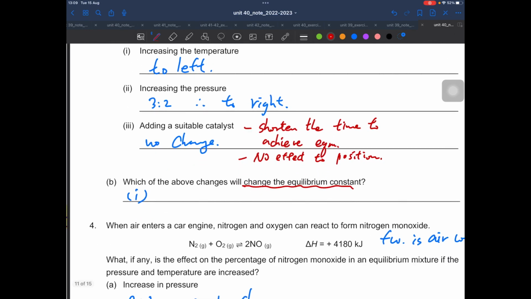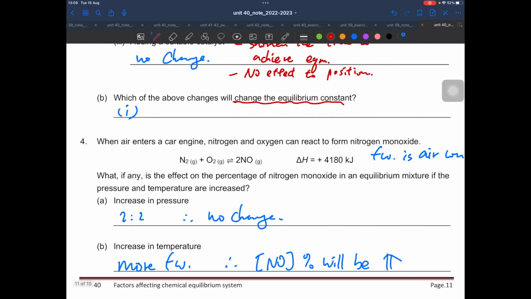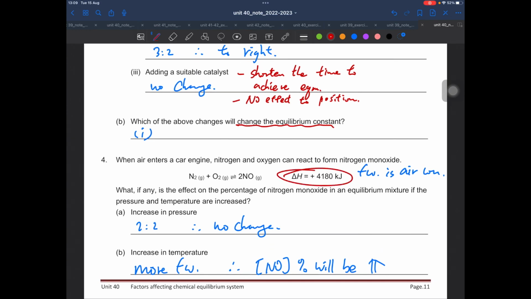Still remember? It depends on temperature only. So this is A1. Well, this one is the same. First of all, the forward reaction is endothermic. This is an aircon.